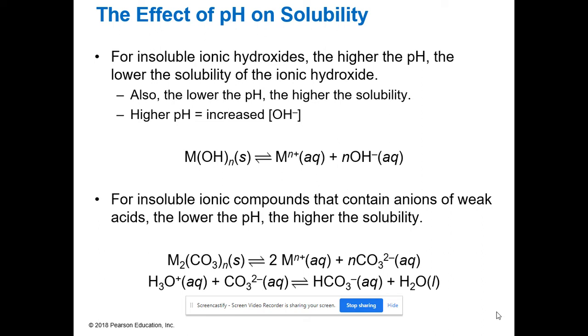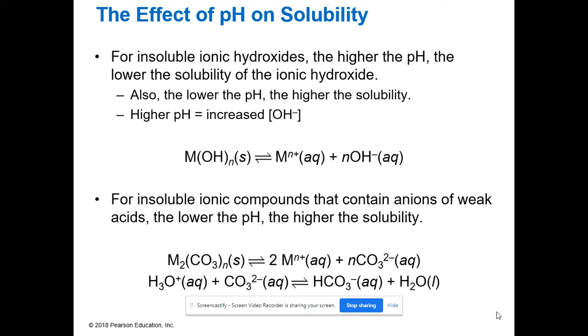We can also have insoluble ionic compounds that contain anions of weak acids. So with a weak acid, we know the pH is going to be a little bit low because it's acidic. It is a weak acid, though, so that's okay. But if we decrease the pH, so we make it a very low pH, we will have a higher solubility. Anytime that we have a weak acid, we know we'll get a conjugate base, right? So if we have a base and we lower the pH, we will increase the solubility. That's the same for both of these problems here.